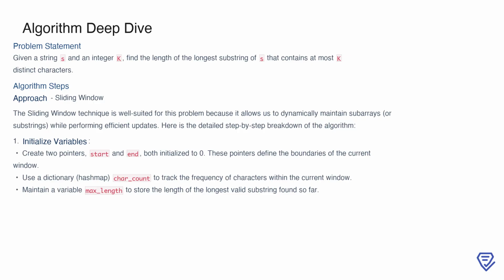First, we initialize three key components: two pointers, start and end, both set to 0, to define the boundaries of our sliding window; a dictionary, char_count, to keep track of the frequency of characters within the window; and a variable, max_length, to store the length of the longest valid substring found so far. These provide the foundation for dynamically adjusting our window as we process the string.